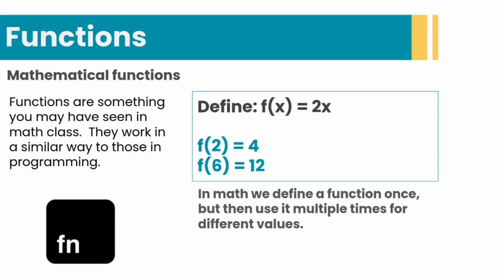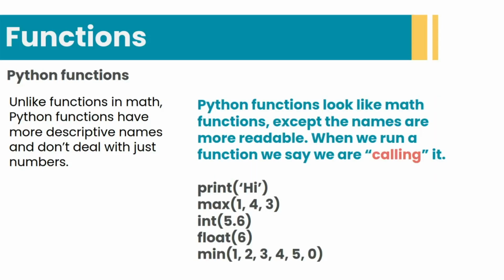What I want you to take away from this, though, is that we have one function. This is a function definition. We've defined the function, and we can use it multiple times. So we can use it as many times as we want with different parameters, different inputs. So to use the language that we just saw, the input is x, the output will be whatever the result of 2x is. All right, so let's look at how this works in Python.